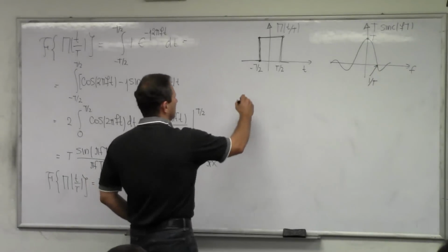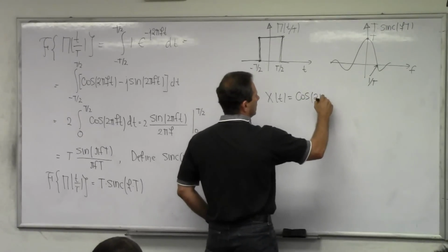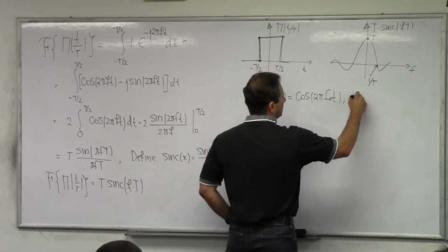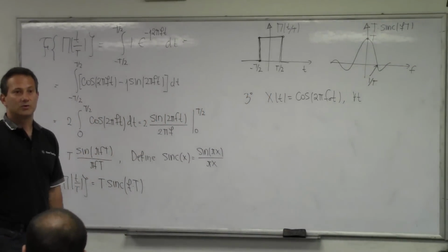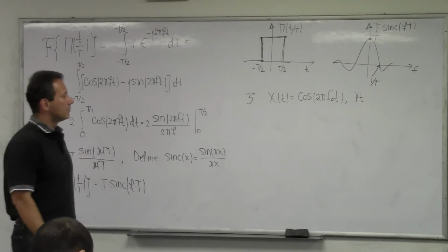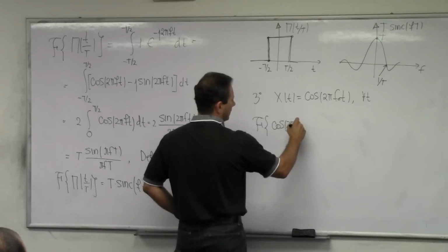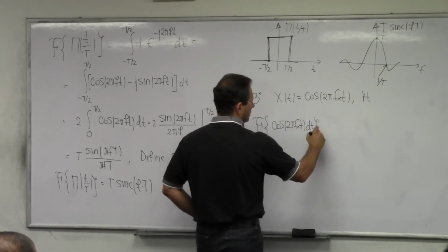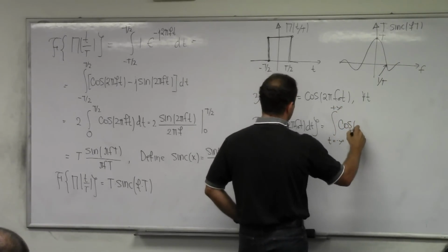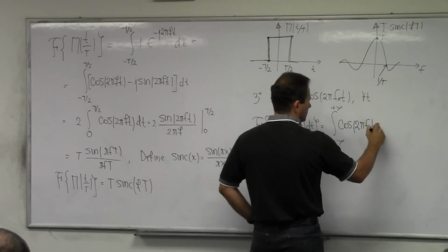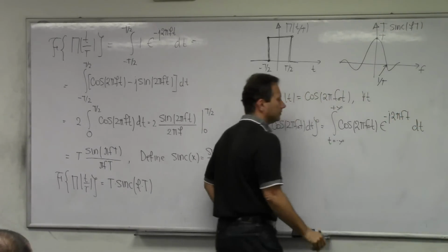Let me go to a third example. The third example is x of t equals cosine 2 pi f0 t, for every t. This is our plain old sinusoid, cosine. So let's see what the Fourier transform of this one is. The Fourier transform of cosine 2 pi f0 t becomes the integral, where t goes from minus infinity to plus infinity, of cosine 2 pi f0 t times e to the minus j 2 pi ft dt.